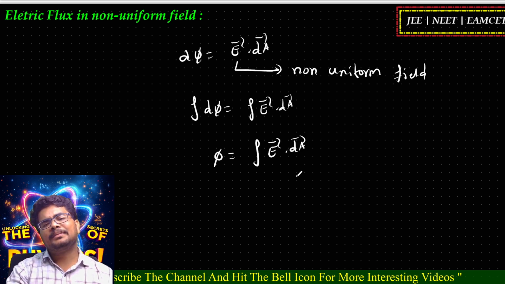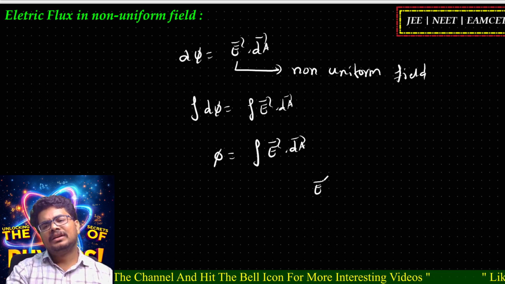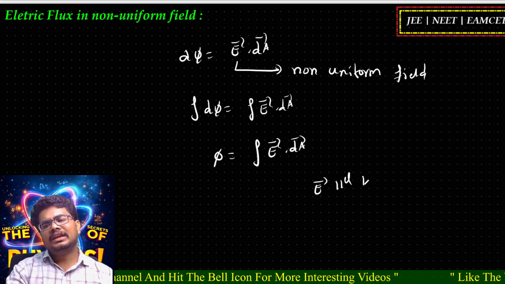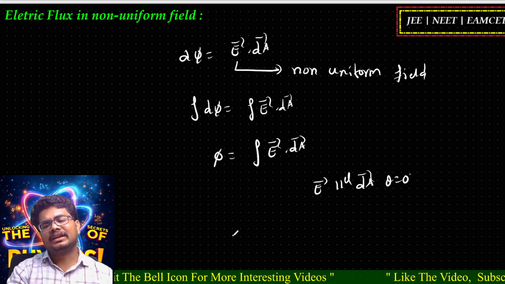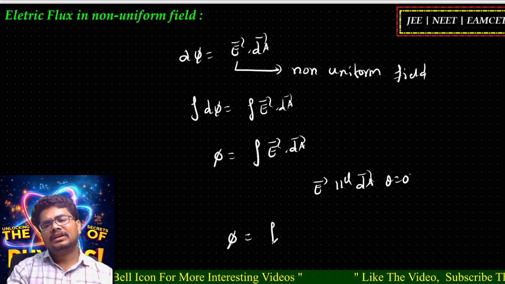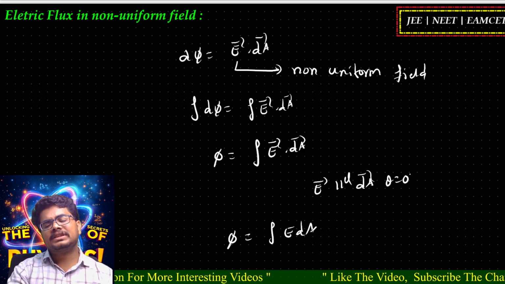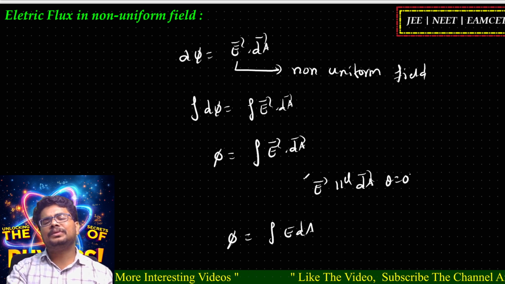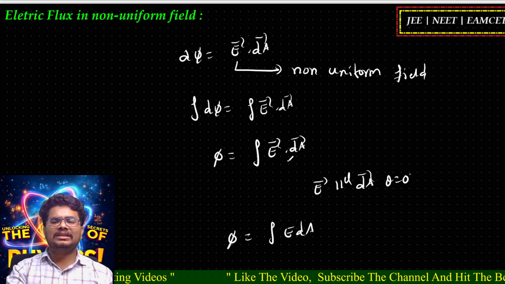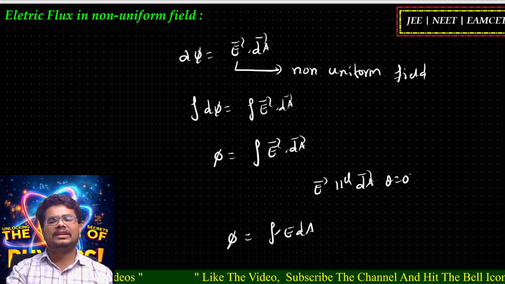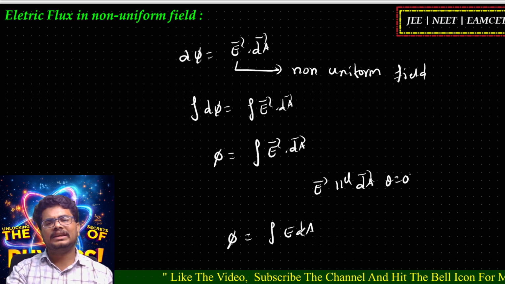If both are in the same direction, the electric field is parallel to the dA vector, then what will happen? Theta value is how much? 0 degrees. In that particular case, not even the dot product, EdA we can write. Observe carefully, when the electric field is parallel to dA. If the electric field is in the z direction and dA is also in the z direction, theta is 0, cos 0 is 1, and the EdA we can write.